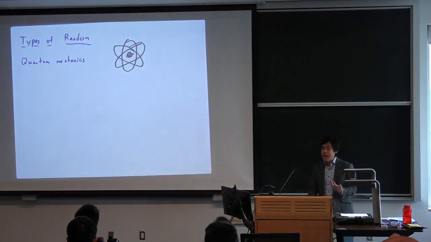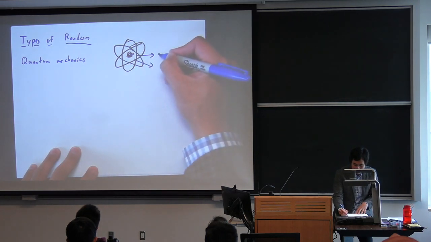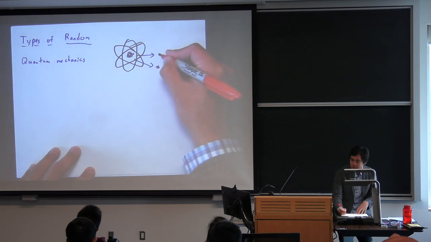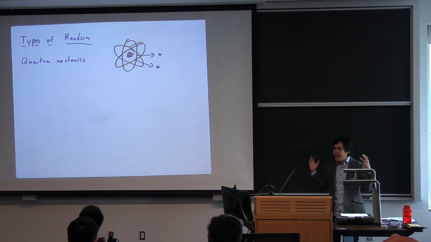So one of the things that can happen to some big atoms is they'll break apart spontaneously. So they'll spontaneously emit radiation. And when that happens, you end up with two smaller pieces. And the timing of when a nucleus spontaneously breaks up is due to quantum effects and seems to be truly random. We don't have a good way of predicting that.